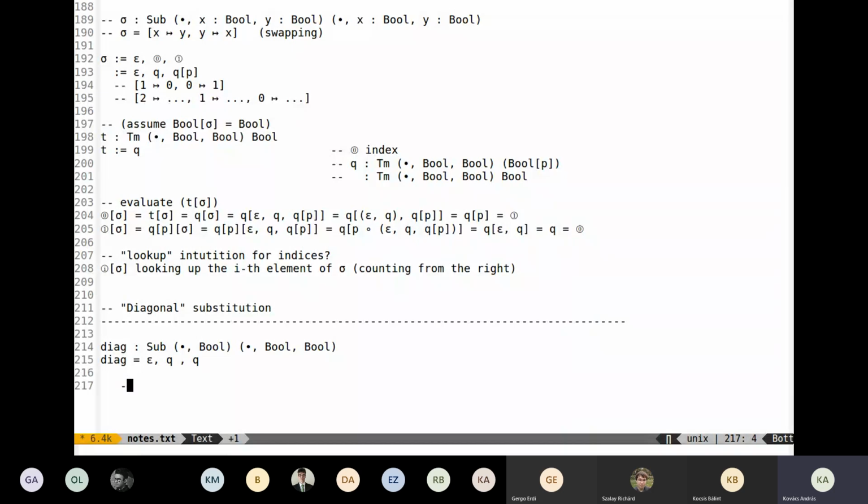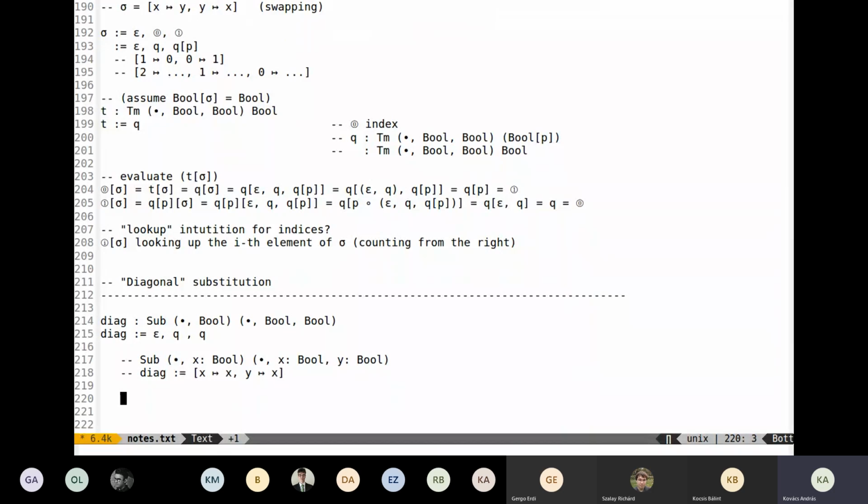And informally, let's just name the things. So if we have an x bool, and then here we have an x bool and a y bool, then diag can be defined as mapping x to x and y also to x. So the action of this substitution. So what is the action of diag?